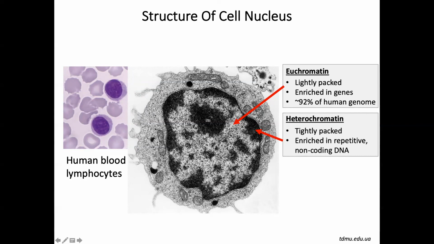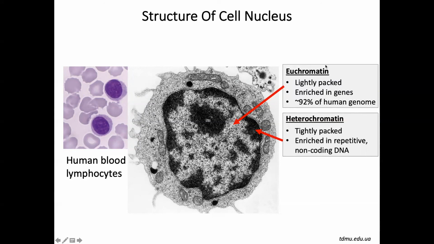But in contrast to that, the euchromatin, okay, its structure is more open. So this is lightly packed, and it's enriched in genes. As a matter of fact, about 92% of the human genome is located in the euchromatin region.